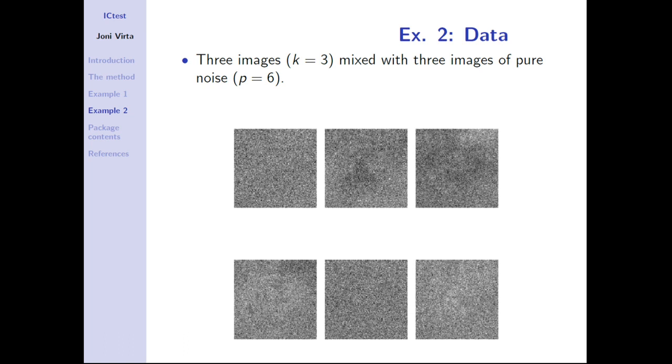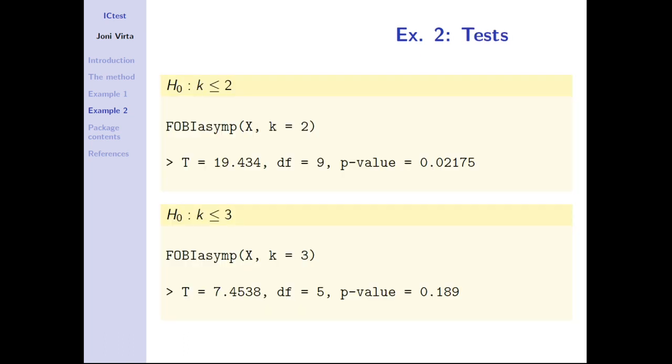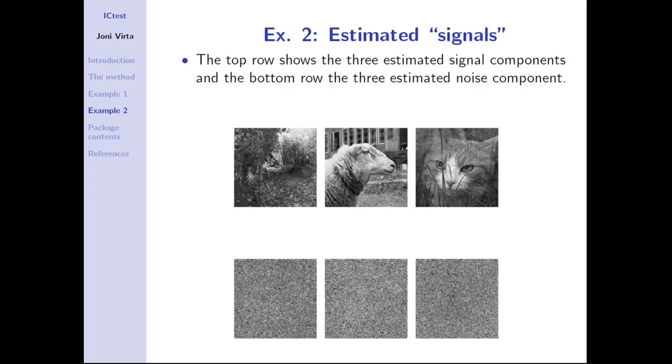Let's see what the package thinks of this data. So hopefully we find k signals. First we test whether the dimension is 2, a small p-value, meaning that we reject, it's not the true dimension. Then whether it's 3, and we go above the threshold 0.05 and conclude correctly that the dimension is 3. And we can still take a look at the signal. So this is what the method found. The top row is what the method thinks are the signals, and they certainly look more like signals than the lower row, and the lower row is the found noise.